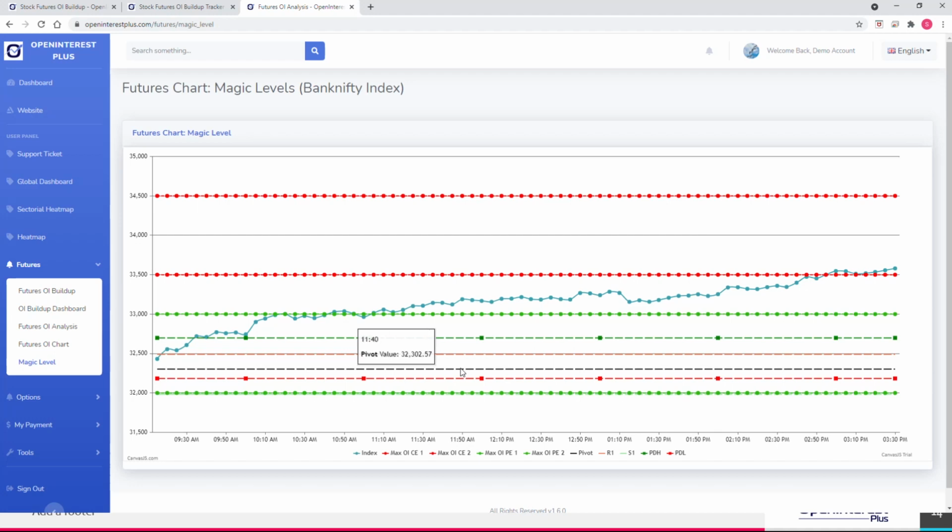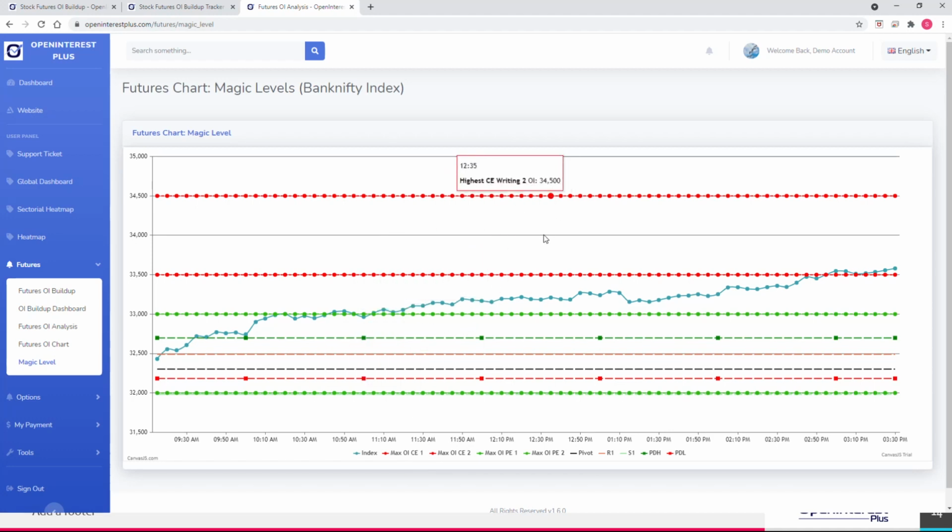And this black dotted line is the pivot value. Then we have the previous day low, the previous day high, and then the resistance R1, and I think the support S1 is also at the highest PE writing 2. So all we have is the pivot, R1, resistance 1, support, and the previous day high and low.